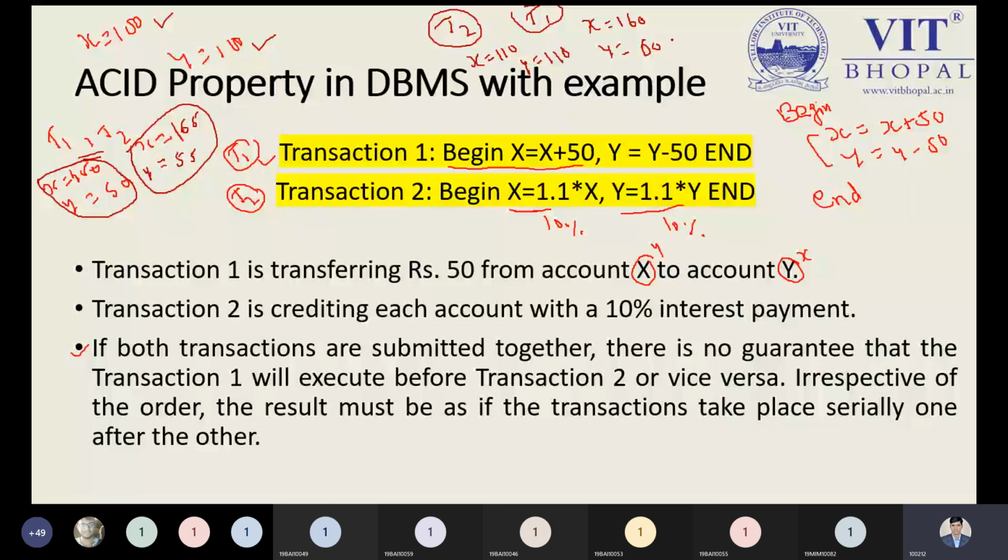So for this we have a concept known as the schedule, and the term known as serializability. In transaction processing or transaction management, first we need to understand what is meant by a transaction, what is the sense of a transaction, and what are the various properties held by the transaction. If this concept is clear to all, then we can move to the next concept.